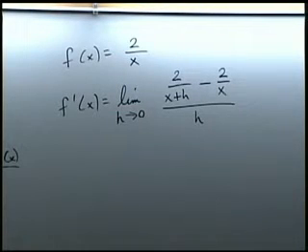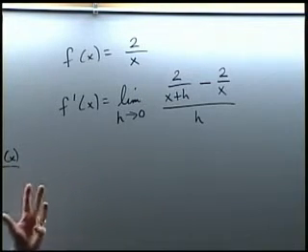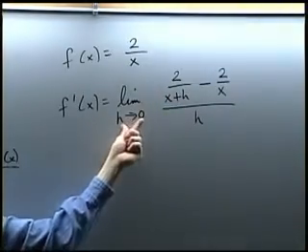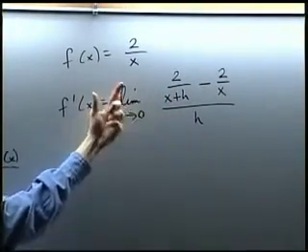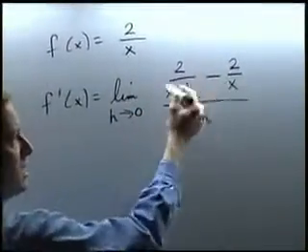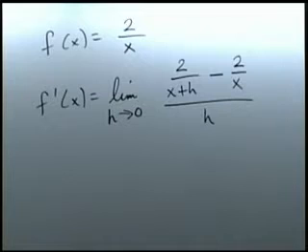Now my goal becomes, it just turns into a big algebra problem. We need to simplify this particular problem, and our goal in the simplification is to eventually get some h's to cancel off so that we don't get 0 divided by 0 anymore. Right? All right. Up in the numerator, what do I need to come up with in order to be able to simplify this?